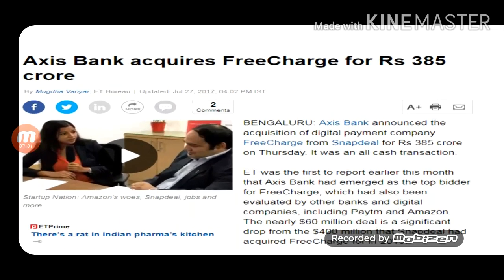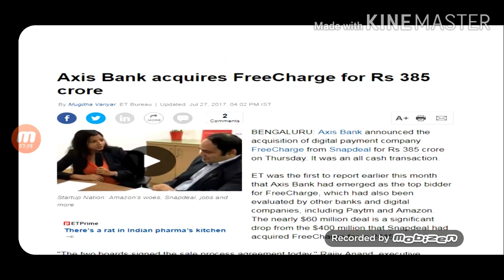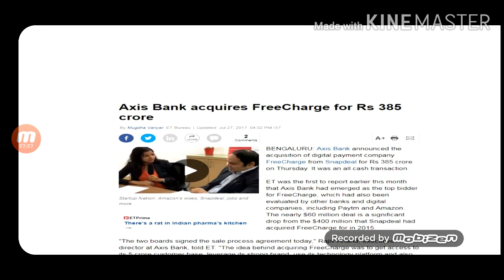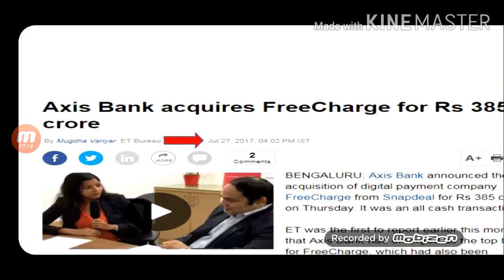As you can see, Axis Bank had acquired FreeCharge for rupees 385 crore, and this was in the month of July 27, 2017.